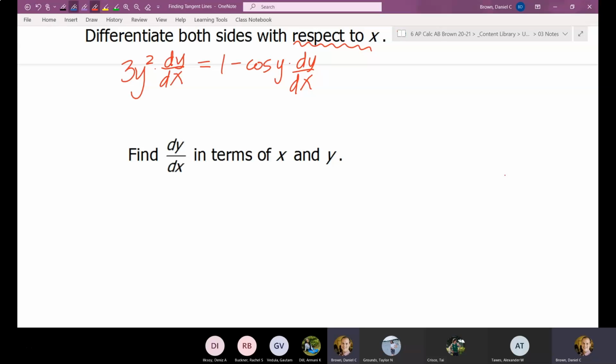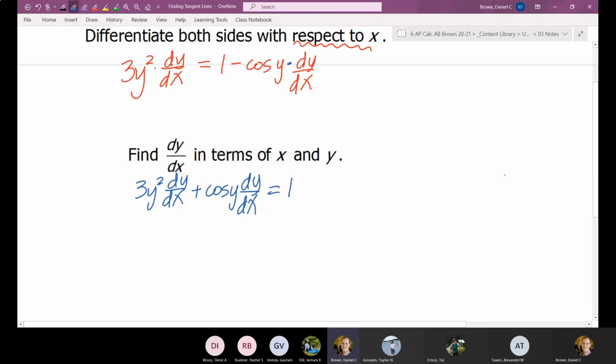So if I'm looking at this one, it doesn't matter which side you get the dy/dx on; I'm going to get it on the left-hand side. So I'm going to add this cosine y dy/dx to the other side. And again, this is multiplied, so we're going to think of those as a single term. So we have 3y squared dy/dx. I'm adding this term to the other side, so it becomes plus cosine of y dy/dx. And I want anything without a dy/dx on the other side of the equal sign. So there's nothing to move over from the left, but I do have that one left over on the other side.